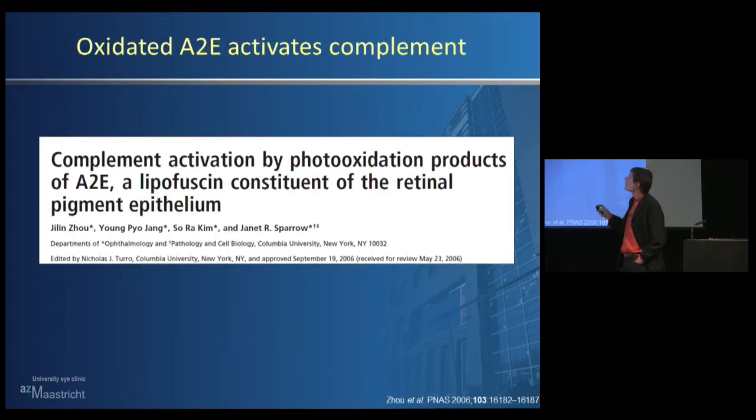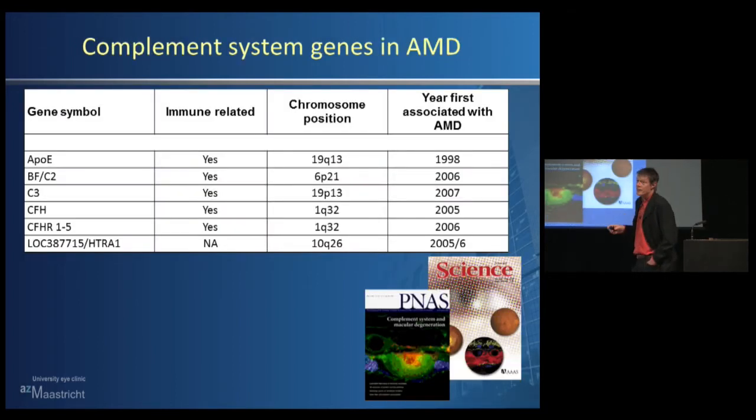Similarly, it seems that this A2E can activate complement factors in serum, as has been shown by Janet Sparrow's group. And this all led to the notion that inflammation is a very important factor in AMD, which led eventually to the very important result that complement is a very important genetic predisposition for AMD.